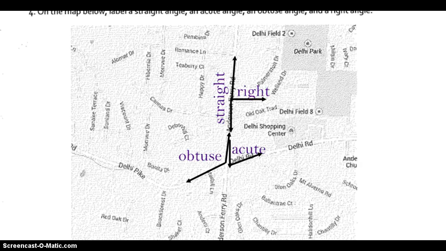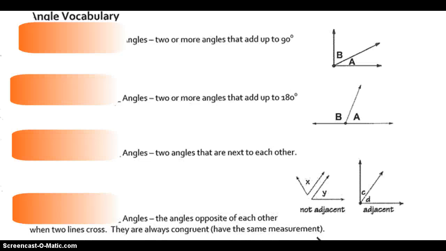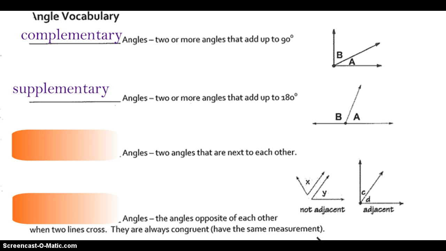Those are just some. Now let's review a few more angle vocabulary terms. Two or more angles that add up to 90 degrees are called complementary angles. If you have two or more angles that add up to 180 degrees, those are called supplementary angles. One way that you can remember this when you're trying to determine the difference between complementary and supplementary is complementary comes earlier in the alphabet, so it's going to have a smaller number, and supplementary comes later in the alphabet, so it has a larger number.